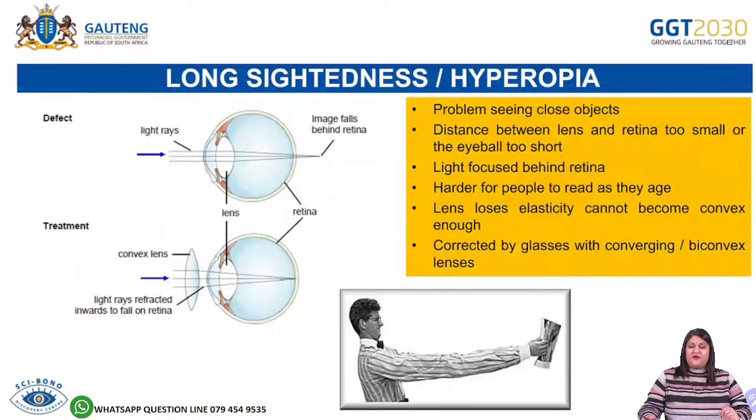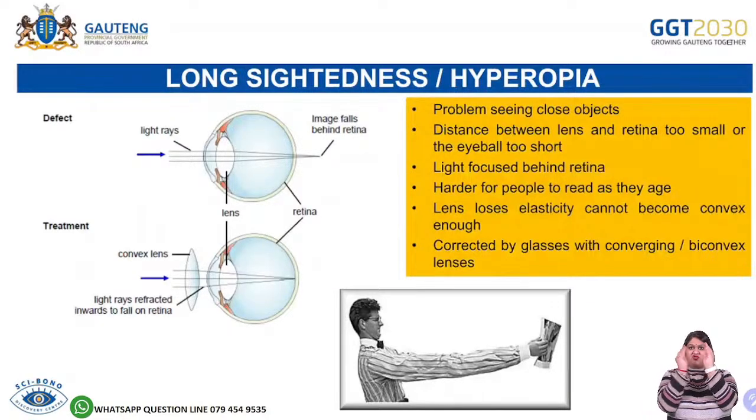Long-sightedness, this is problem seeing close objects. So you see it normally happens with people as they get older. You'll see as you're reading, you can check with your mom and your dad. As they're reading, they're now starting to do this, right? Just like this guy is doing over here, when they're trying to put the book or the newspaper far away from them to be able to see better. The distance between the lens and the retina is too small, or the eyeball is too short.